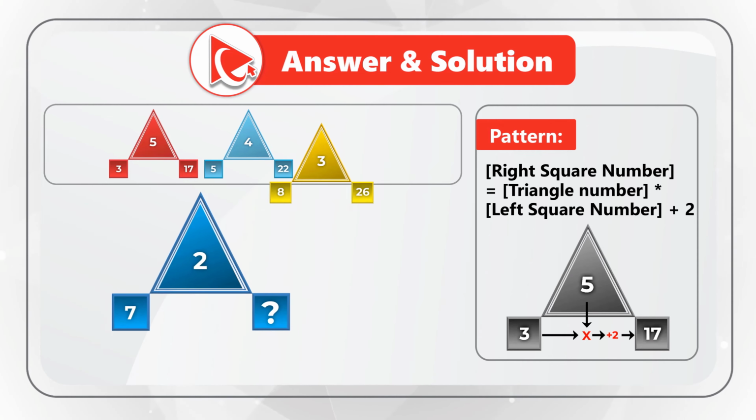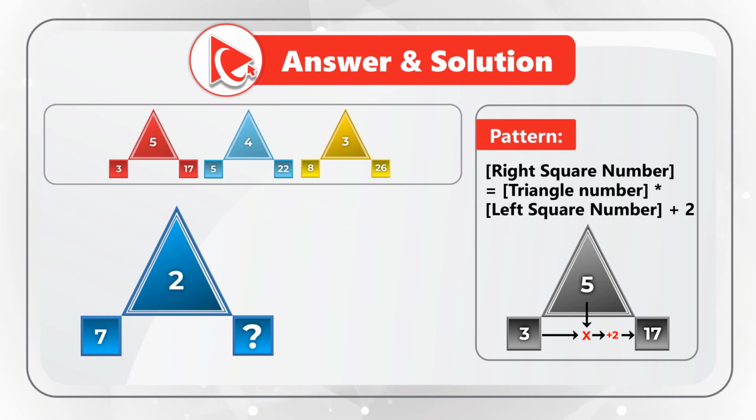And now comes the missing number. To calculate it, we need to multiply 2 by 7, which would be equal to 14, and then add 2, and the end result of this would be 16. So the correct answer here is choice C, 16. Did you get to the same answer? If not, please make sure to post your answer and solution in comments.